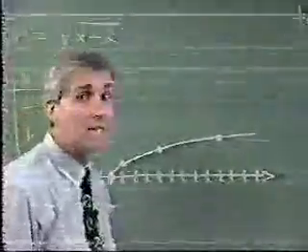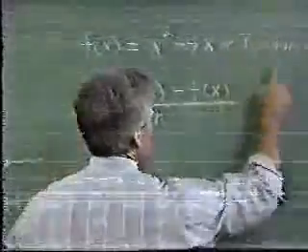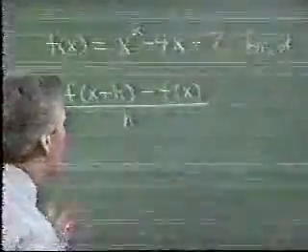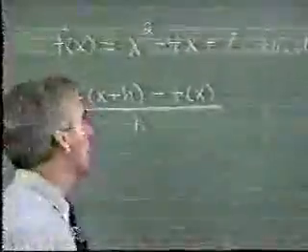Well, take a look at this function. Suppose we're given f of x to be x squared minus 4x plus 7, and we want to find this quotient. This is called the difference quotient, and it's an algebraic manipulation that's useful in calculus. Now, let's go through the algebraic manipulation here.